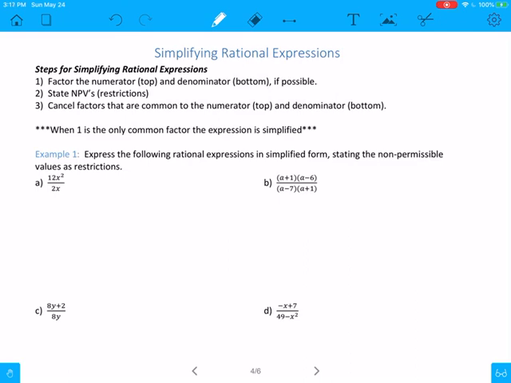Okay? So the steps for simplifying rational expressions: number 1, you're going to factor the numerator at the top and the denominator at the bottom. So the first thing you do is GCF them, or difference of squares them if you can. Then you're going to state non-permissible values at the bottom. So this time you actually have to do the top as well because we're going to be simplifying. And then we're going to cancel off what matches. And we write what's left over. That's it. Okay? When 1 is the only common factor in the expression, you know that you're simplified.